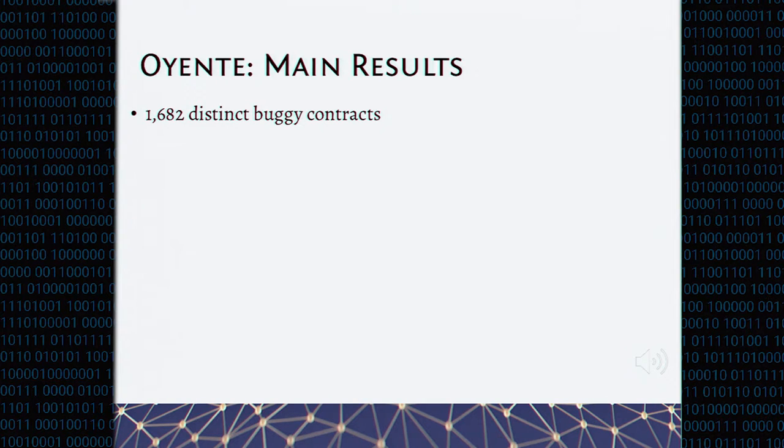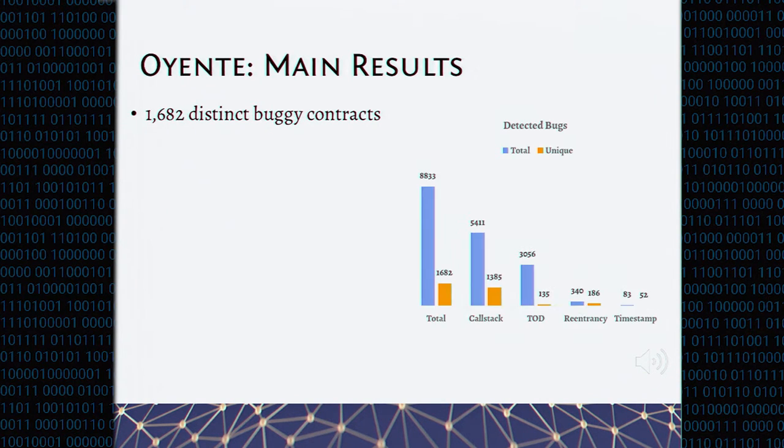We can see the results of the benchmark here. We found about 45% of the contracts we analyzed were flagged as a bug, of which about 1,600 are distinct contracts. Exception mishandling is the most common, with about 5,000 contracts being affected.